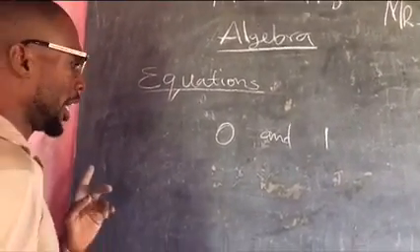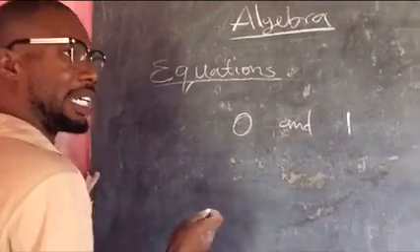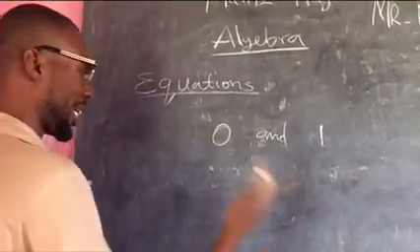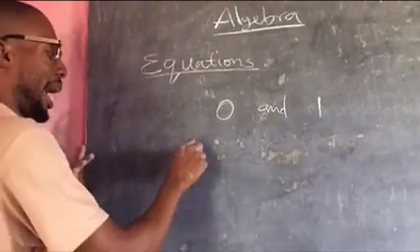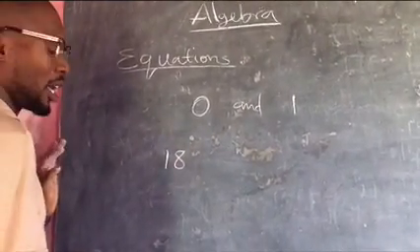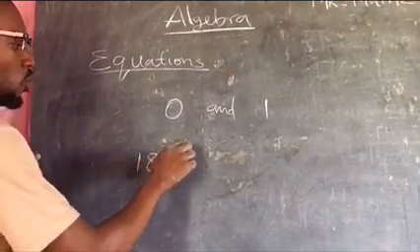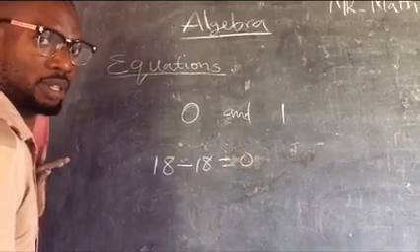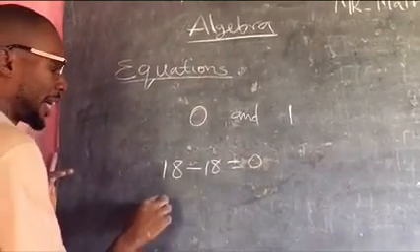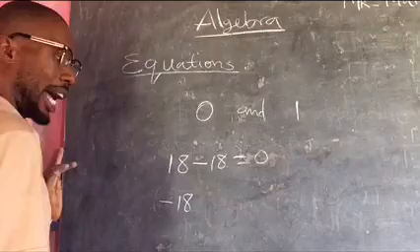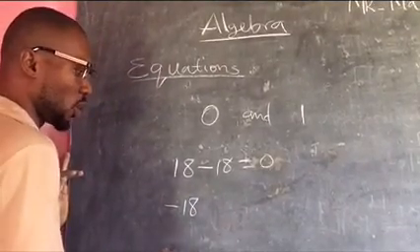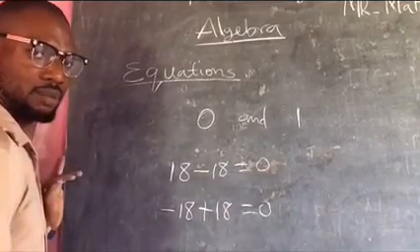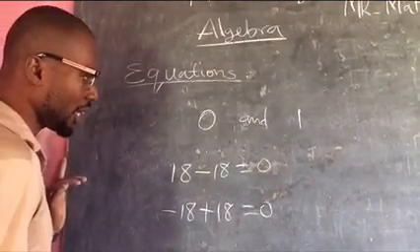If I have a number in addition or subtraction in algebra, and I get the number 18 like this, and I want to turn it to 0, I can just do minus 18 and I will get 0. Simple. Now, if I have minus 18 as a number and I want to turn it to 0, I can just add 18. I have turned it to 0 with that.